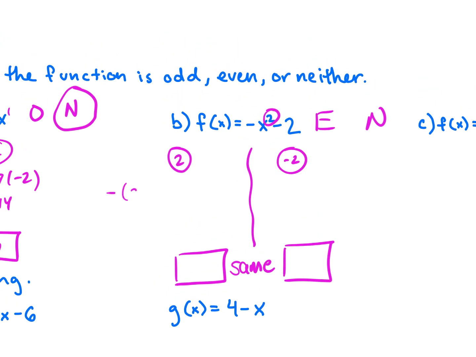I'm plugging in 2: negative 2 squared minus 2. So evaluate the exponent first. 2 squared is? So I have negative 4 minus 2, which gives me what? Negative 6. Good. Now I'm going to substitute in negative 2. So I have negative 2 squared minus 2. What's negative 2 squared? 4. So it's negative 4 minus 2, which gives me what? Negative 6.